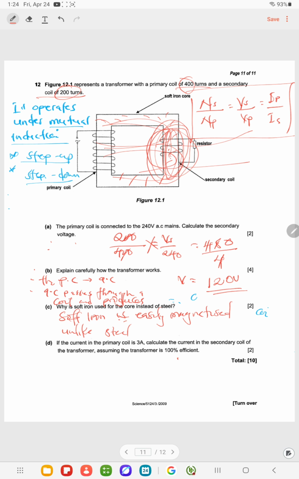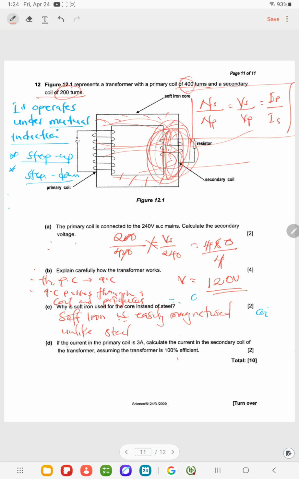So that is the reason why the soft iron core is used mostly in transformers, unlike steel. Steel is not easily magnetized, in the sense that steel takes time to produce magnetic field lines. Again, it takes time to be demagnetized. So that is the reason why they prefer iron compared to steel.